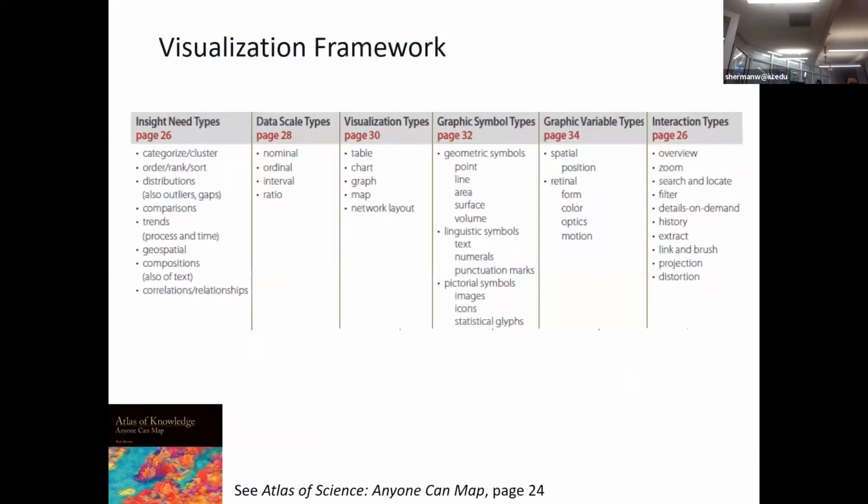The visualization framework also helps you identify different types of insight needs. So in the leftmost column here, you have those which are generally used. You also have different data scale types, different visualization types, different graphic symbol types, graphic variable types, and interaction types. And so if you encounter a new client, a new visualization task, you can go through that table and just check off what you think you will need.